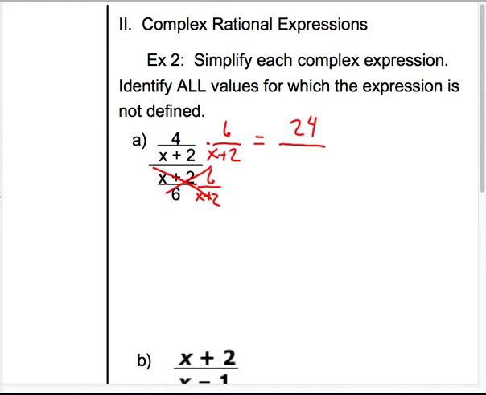So the x times x gives me x squared. I do this at the same time: the x times 2 is 2x, plus another 2x is 4x, and then the 2 times 2 gives me a plus 4. So there's my final answer, and again, it's already in simplified form.